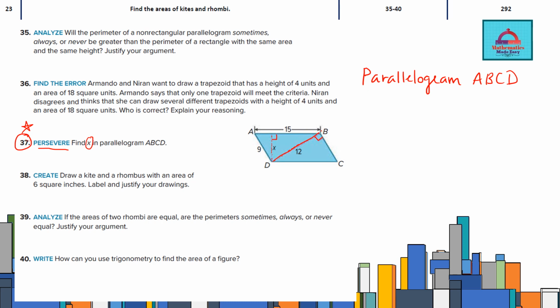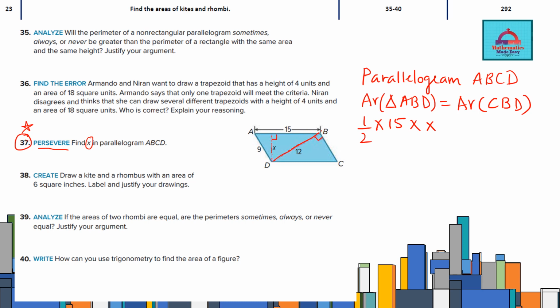Now these two triangles, because the diagonal of a parallelogram divides the parallelogram into two triangles of equal area, I can say area of triangle ABD is going to be equal to area of triangle CBD. Both are equal, and area of a triangle is what? Half times base times height. So what is the base of this triangle? The base is 15 and the height is x. That's what you need to find, so keep it x.